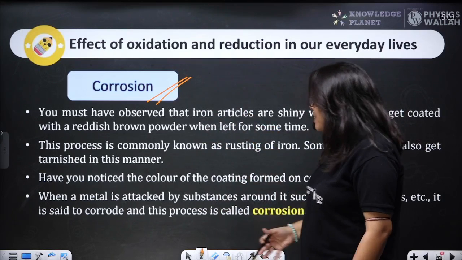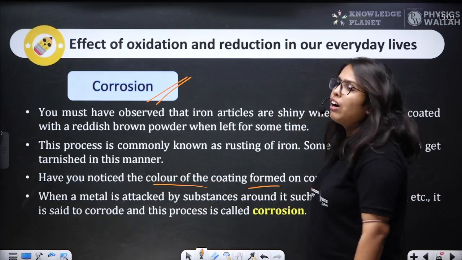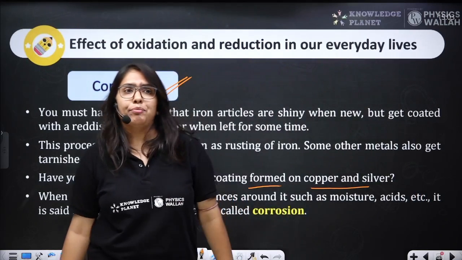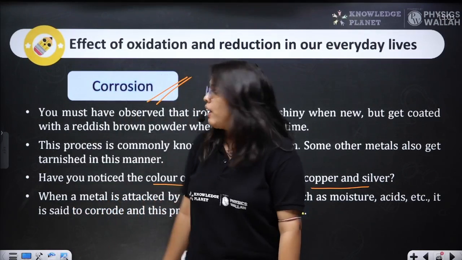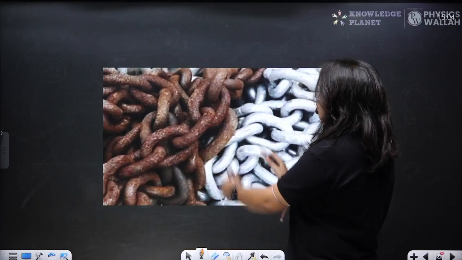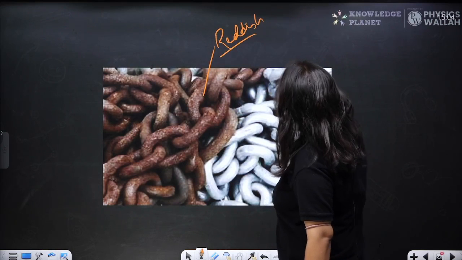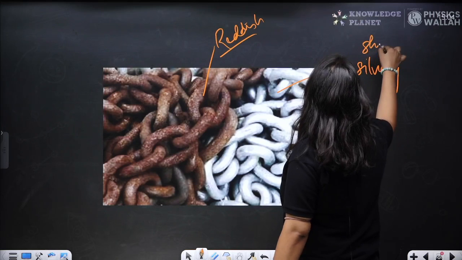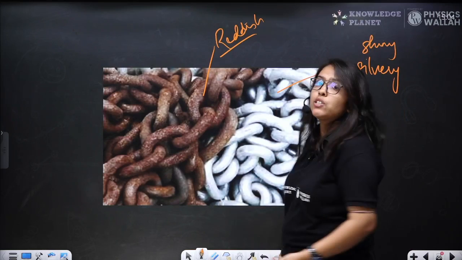So what happens is, you must have observed that the color of the coating formed on copper and silver when you leave it in air, or the iron that you see, after a while it gets a reddish color on it. Okay, what is this? Corrosion. Here it is reddish brown because of corrosion, and here it is silvery, shiny silvery. The stark difference is because of corrosion.